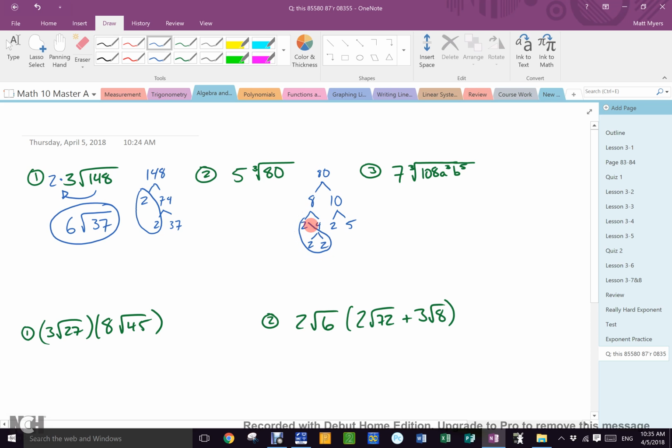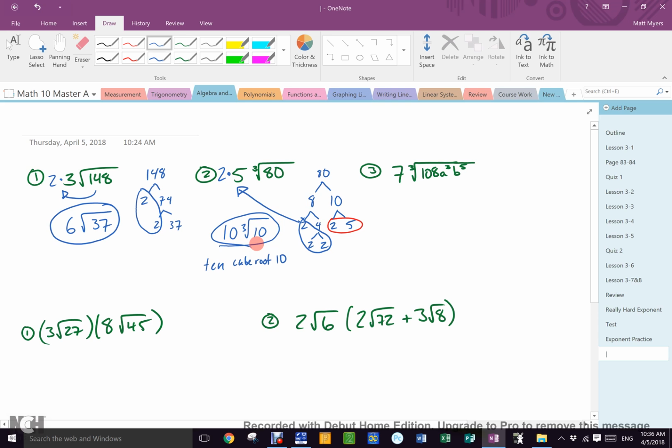There is a group of 3, and there is not, which means that group of 3 comes out to the front. What's already there? 5. What do you do with them? You multiply them together to get 10. And then, what did you leave under the radical sign as a radicand? 2 times 5, which is 10. And how do we read that? 10 cube root 10. That's how you would read that.